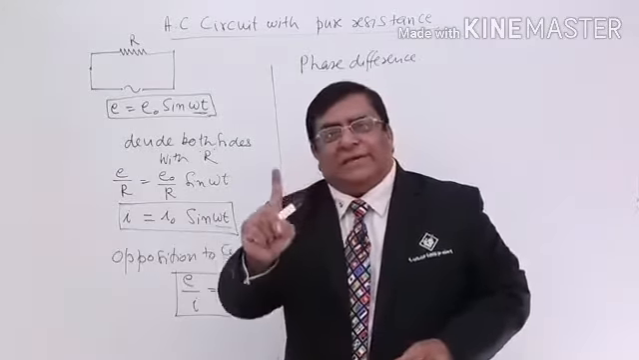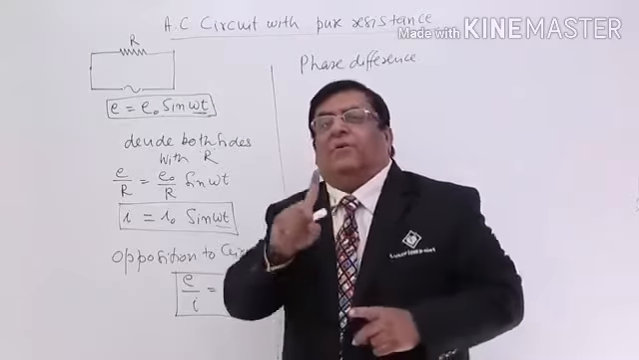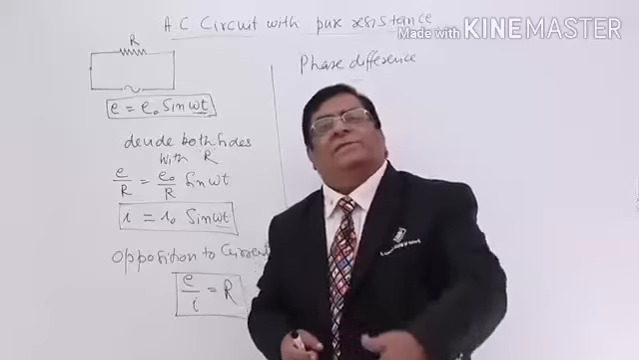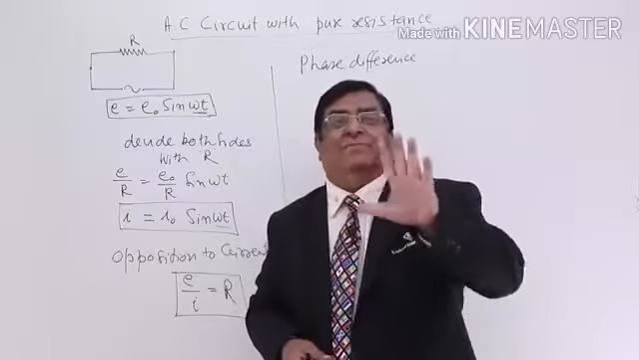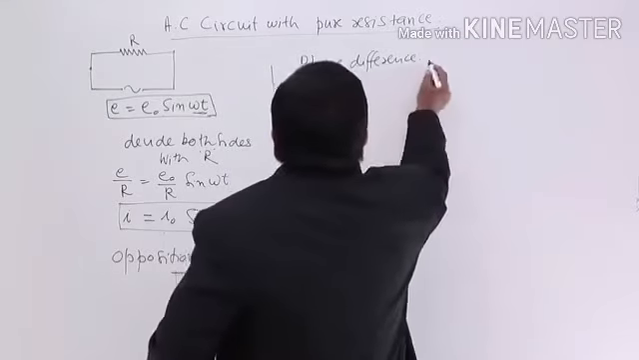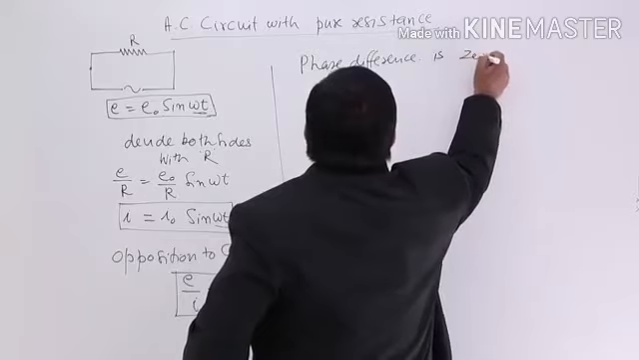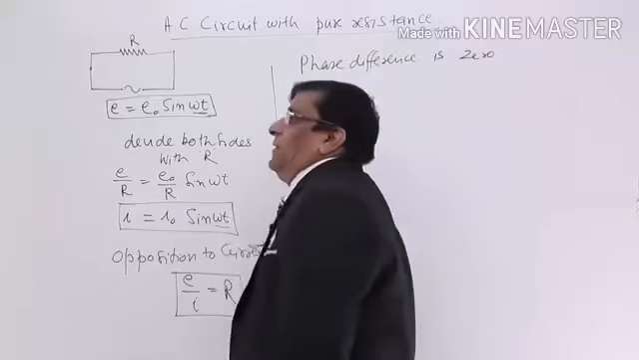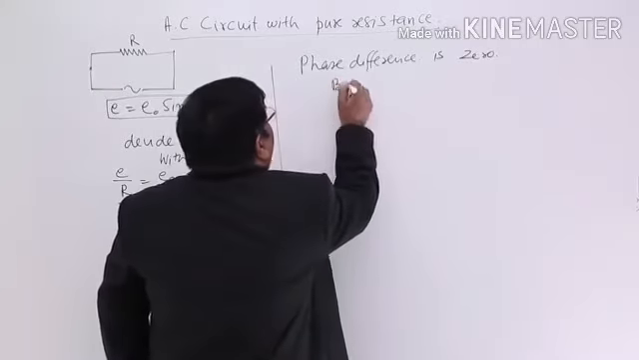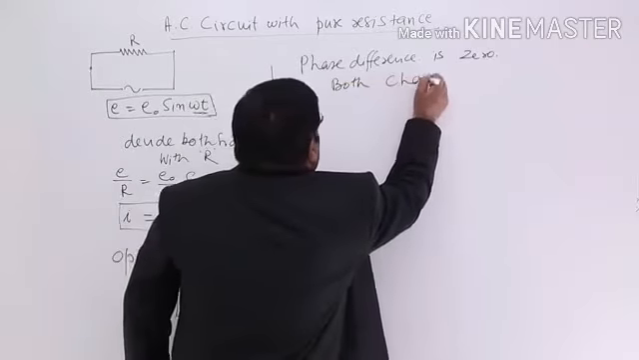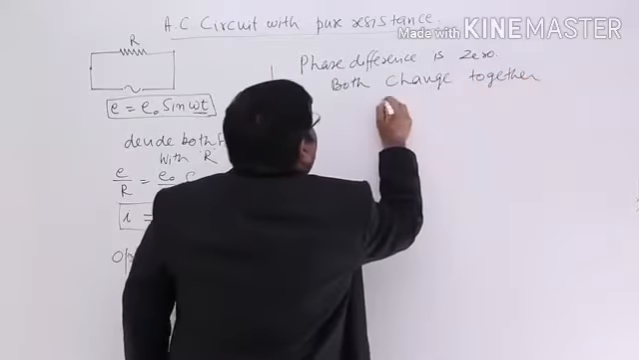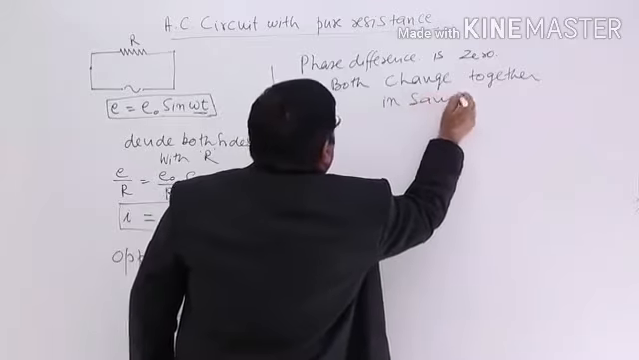That means when E is peak, I is at peak. When E is 0, I is 0. When E is minus E naught, I is minus I naught at the same time. No phase difference. So phase difference is 0. Phase difference is 0 means both change together, both in the same phase.